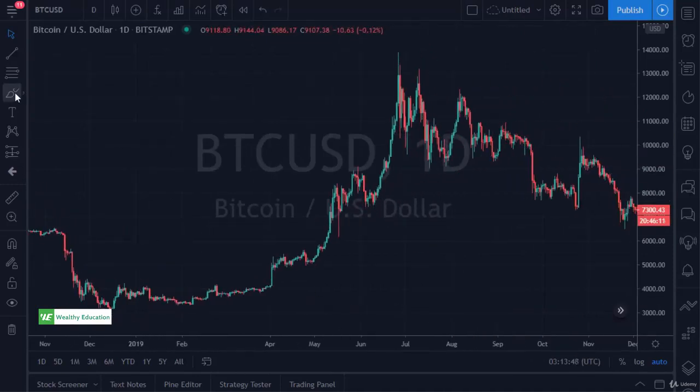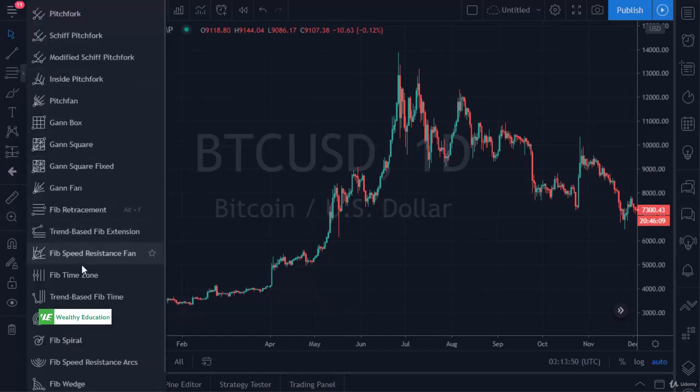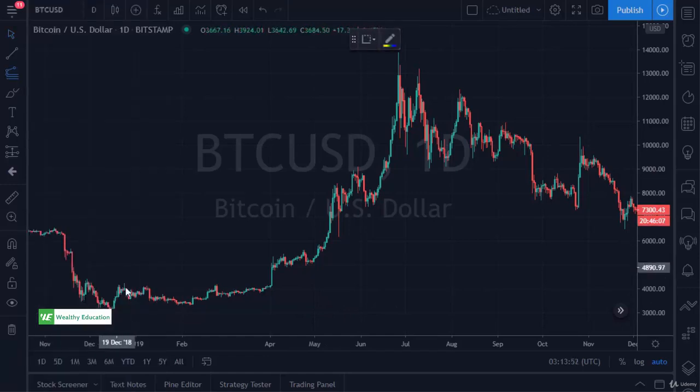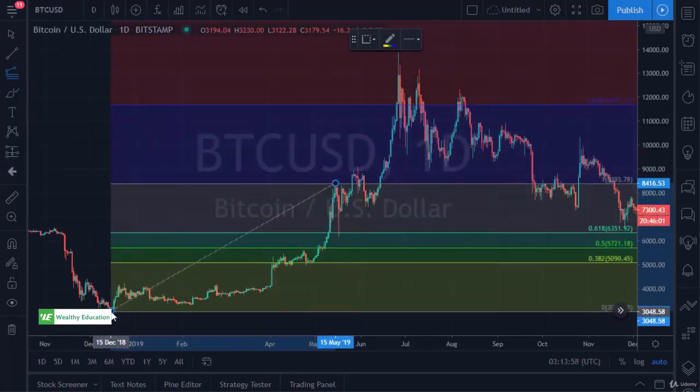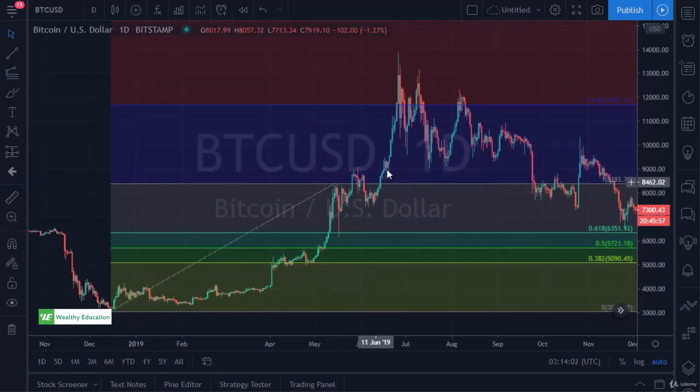This Bitcoin one. So let's do this. Trend-based fib extension. You click here. You click here. You drag right back to where it begins. And then you can see, once we break out above here, we hit that 1.618. Goes back to that golden mean.